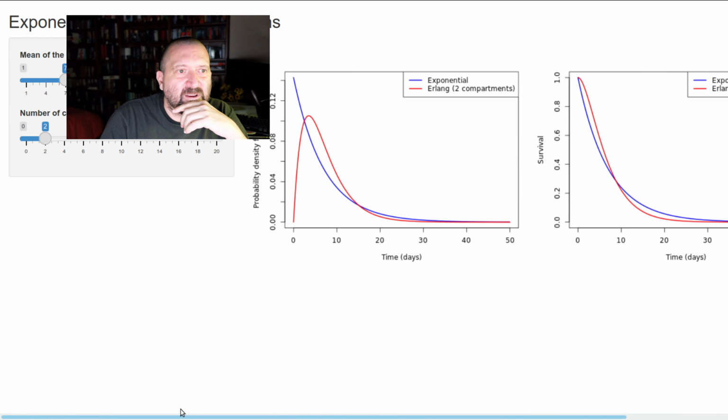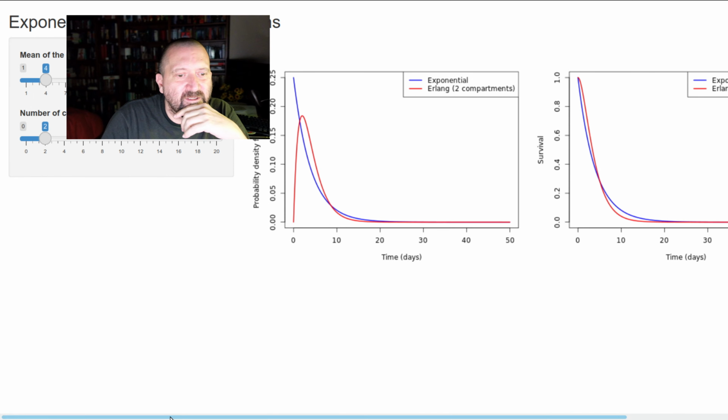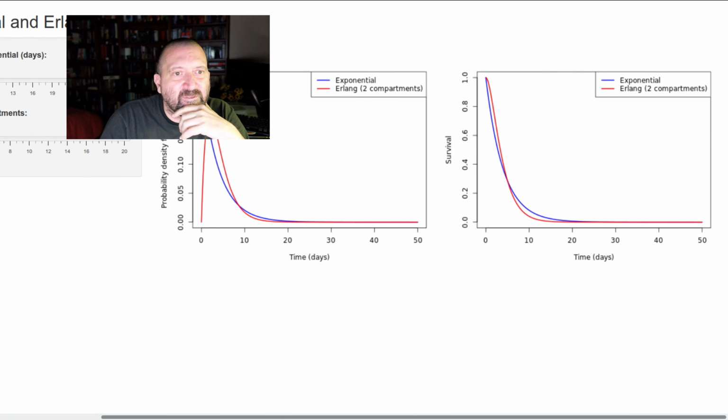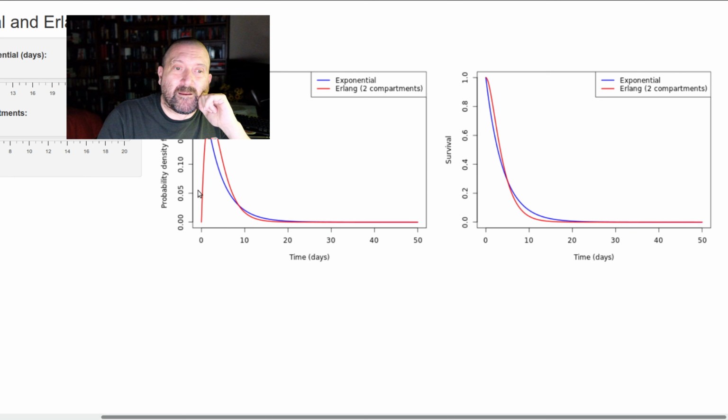So suppose the incubation period I'm looking at is 4 days. Well, if I use a single compartment and I assume that the average time is 4 days, the blue one is the type of distribution I would have, and the survival would be like the blue here. Whereas by assuming two compartments, the time that I spend in those two compartments together has a distribution that is like that red one here, like this Erlang here.